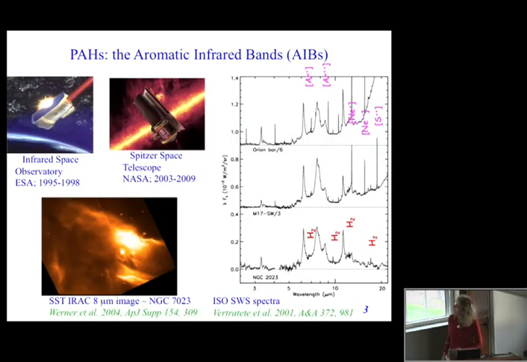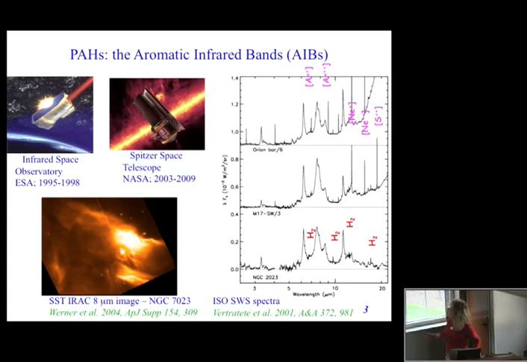Just to remind you, PAHs were proposed as a carrier of the aromatic infrared bands that you see in many places of the interstellar medium where you have UV photons exciting their emission. We had a lot of nice data from space missions, in particular the Infrared Space Observatory and the Spitzer Space Telescope. From these observations, we could retrieve both spectra and spatial information, so that we can study the evolution of these bands with physical conditions, in particular the UV fields in objects, which I will illustrate.